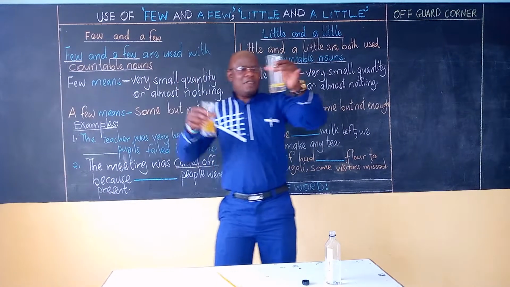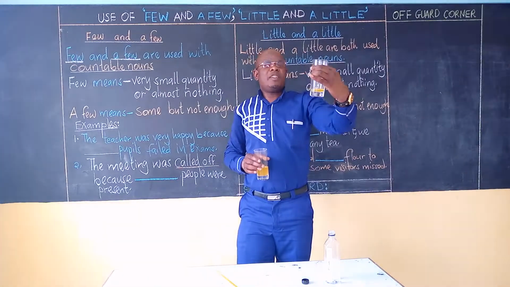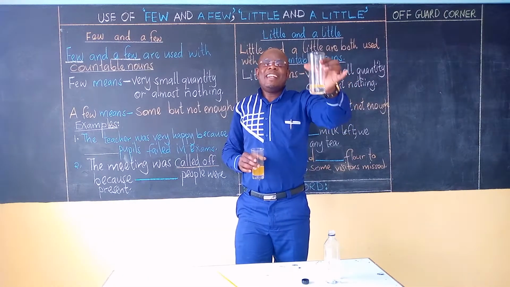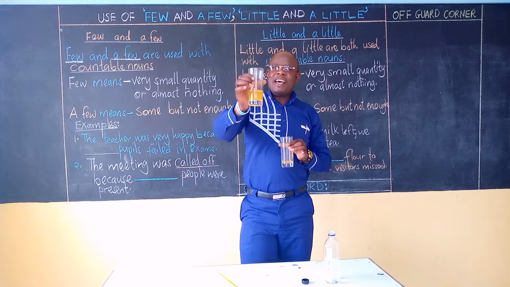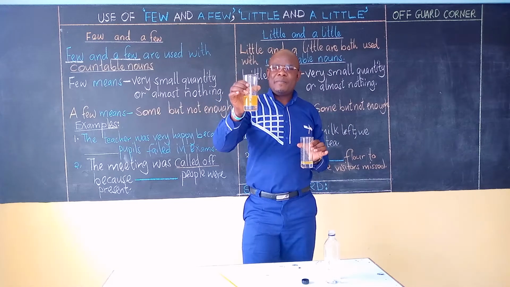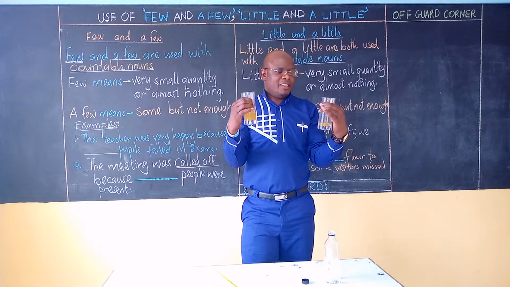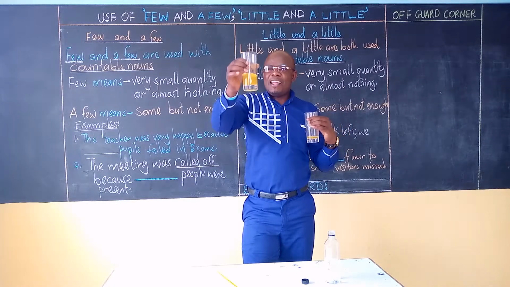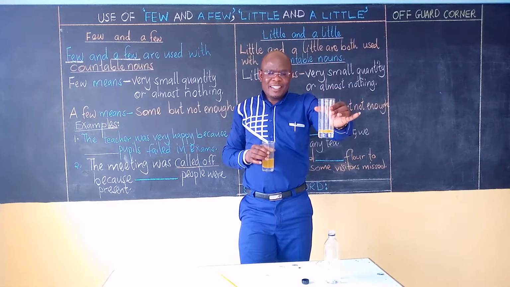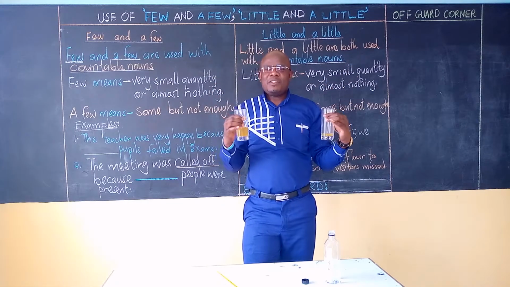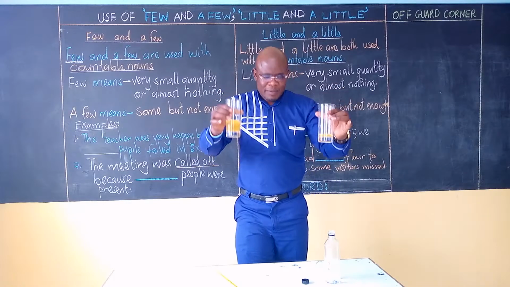Now, what I have here is what is called little water. This glass has got a little water. If you look at the quantities in terms of amount, a little is more than little, right? Now that's the illustration that I would want us to understand.